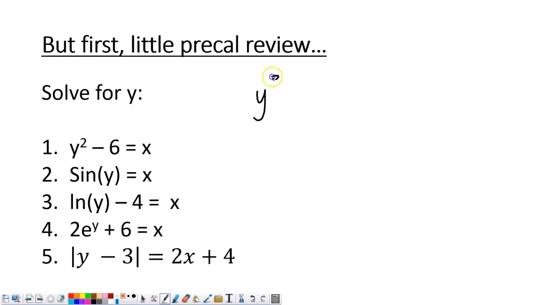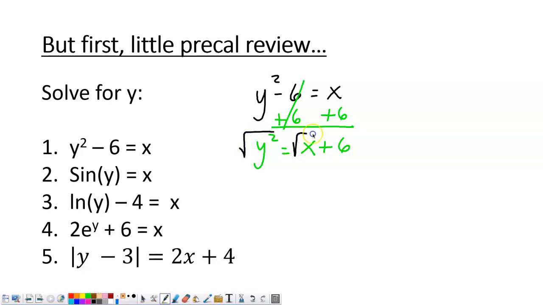Suppose I gave you guys y squared minus 6 equals x. And I wanted you to solve for y. I wanted you to get y by itself. Well, most of you guys would know we want to start off by adding the 6 on both sides first, which would give me this. The next thing that we would want to do is take the square root on both sides. But here's where something comes up that a lot of you guys might miss.